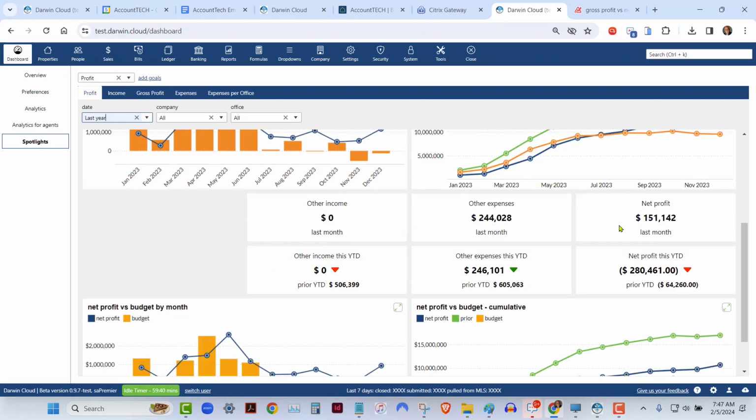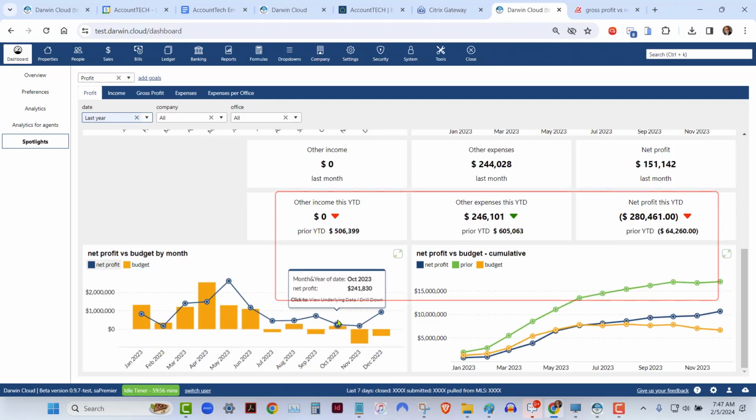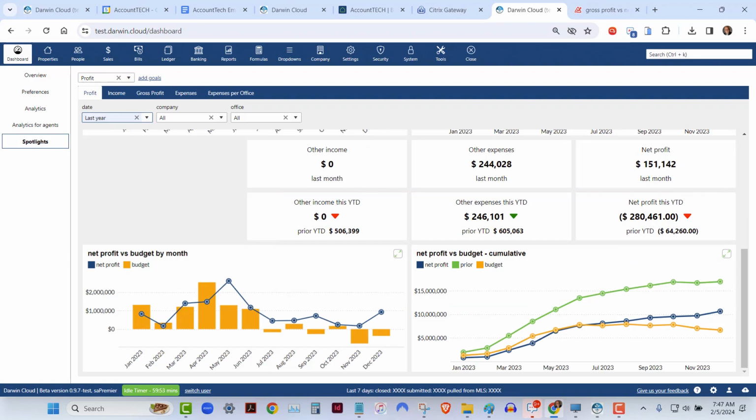Now, if you want to look at net profit, we have the KPIs here for other income, other expenses, and net. And just like above, the KPIs show last month's numbers, and then they show year-to-date numbers. Now at the bottom of this KPI group, there are graphs of net profit to budget. So you can see net profit above or below budget on a month-by-month basis. And then finally, you can see net profit to budget cumulatively. So we see net profit compared to budget compared to prior year.